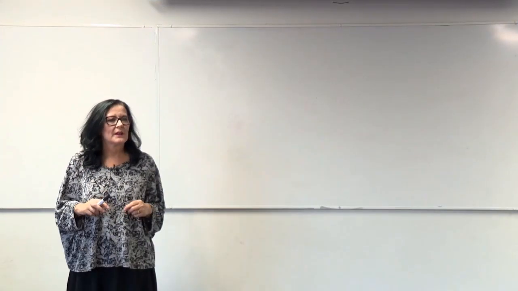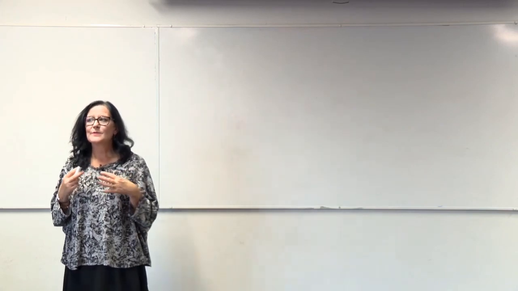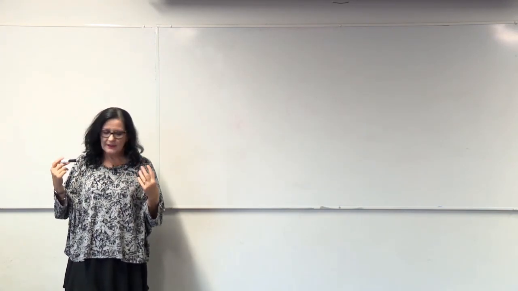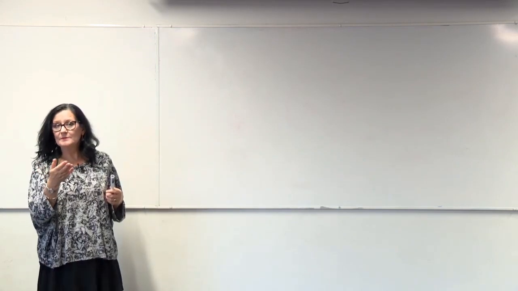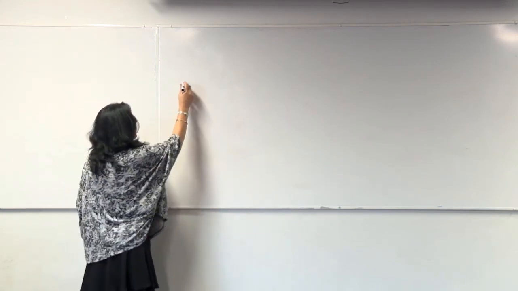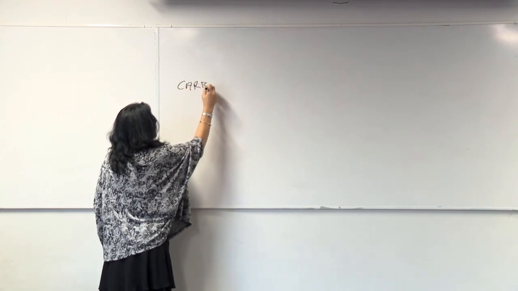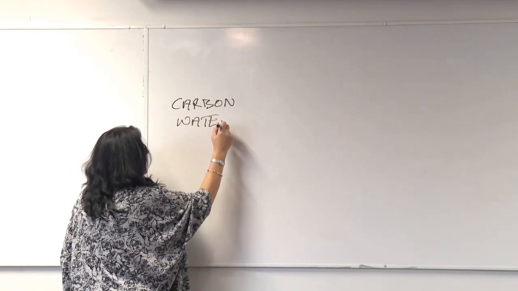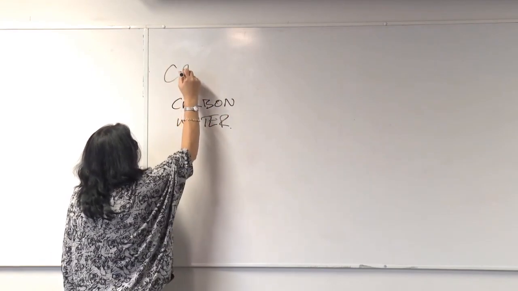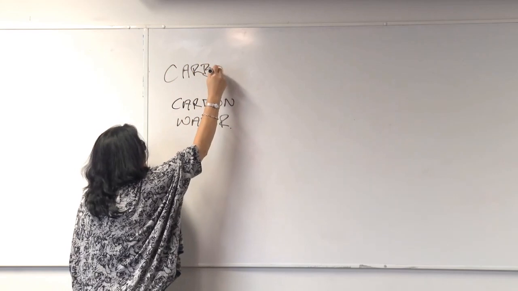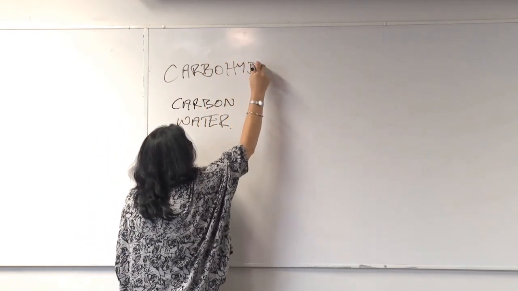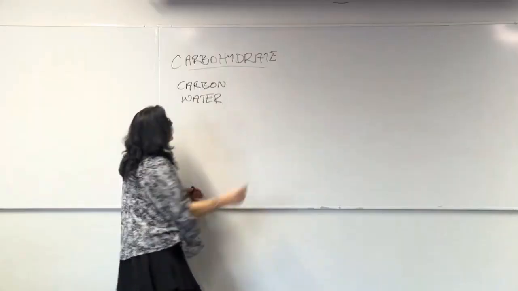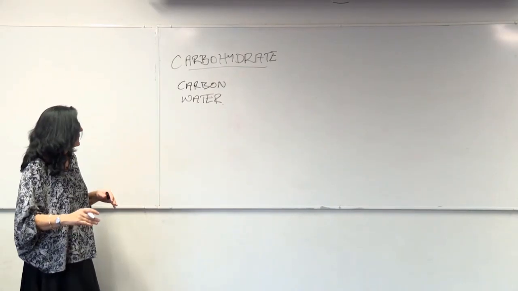Carbohydrates then. Carbohydrates, as we've seen, are really just sugars. And we've talked about carbohydrates being carbon and water, hence the name. Carbon and water equals carbohydrate. Carbohydrates made of carbon and water.